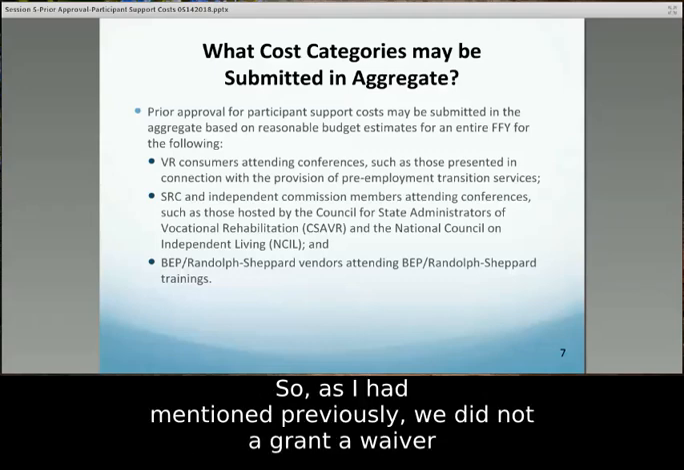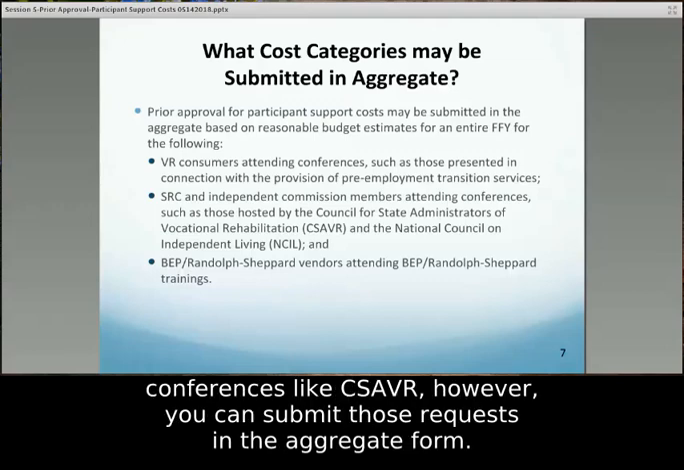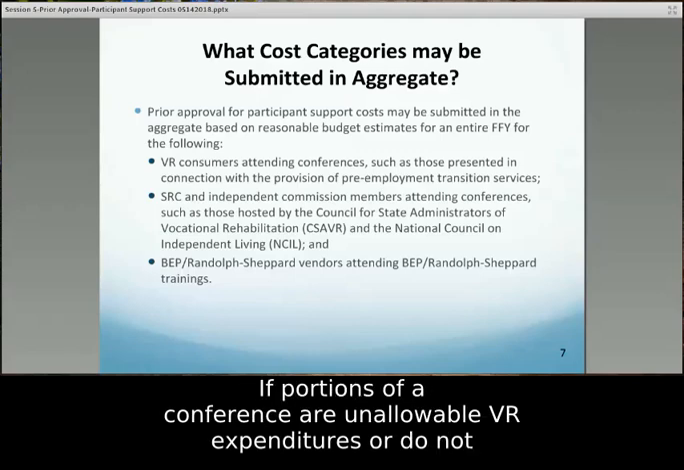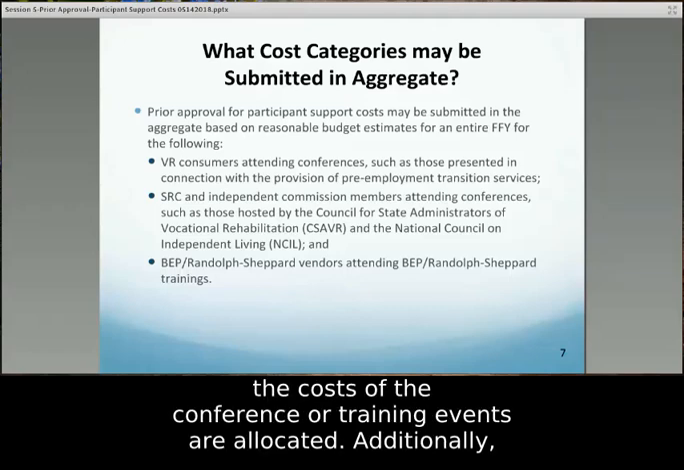So as I had mentioned previously, we did not grant a waiver for requests for participant support costs for the SRC to attend conferences like CSAVR. However, you can submit those requests in the aggregate form. Grantees are still required to ensure costs are allocable. If portions of a conference are unallowable VR expenditures or do not directly benefit the grant, grantees are still required to ensure the costs of the conference or training events are allocated.